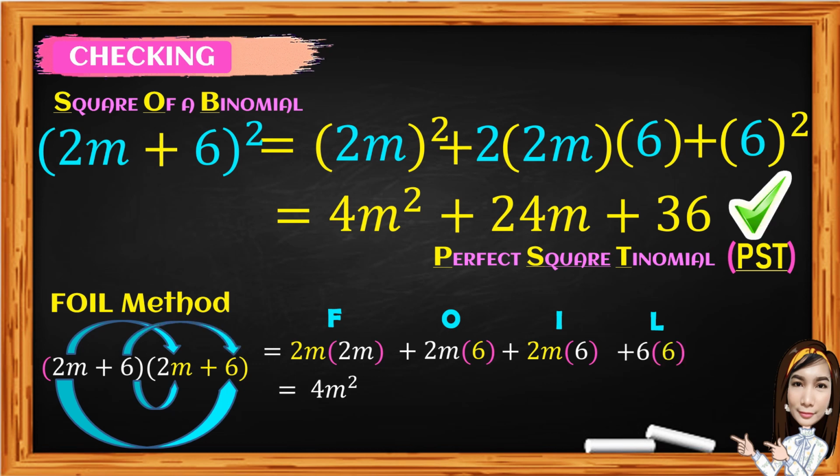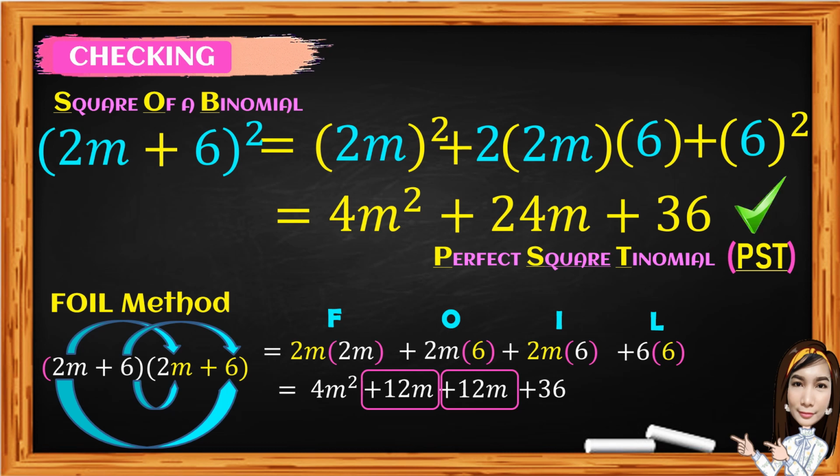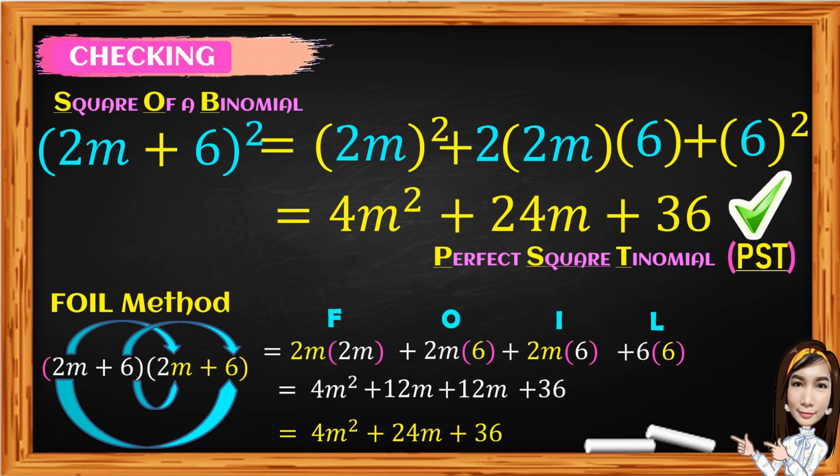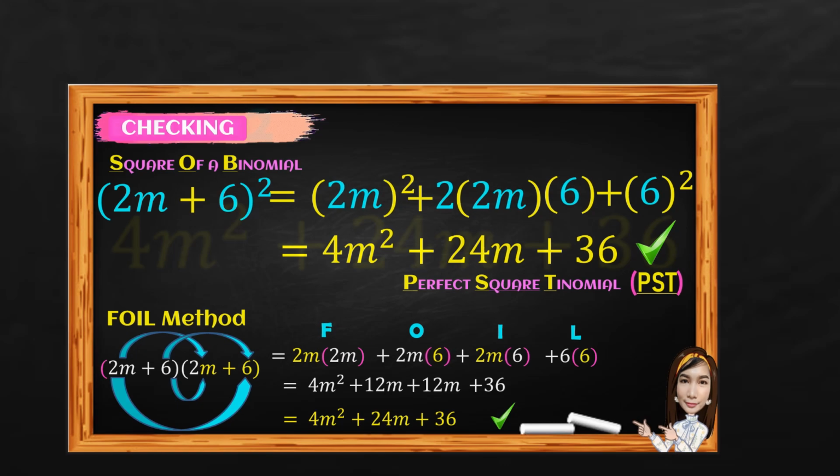Then simplify, 2m times the quantity of 2m, we have 4m squared. Next, we have 2m times 6, we have 12m. 2m times 6, same, we have 12m. 6 times 6, we have 36. Then combine similar terms, 12m plus 12m, and that is 24m. So the product is 4m squared plus 24m plus 36. As you can see, in any method, we come up with the same answer.